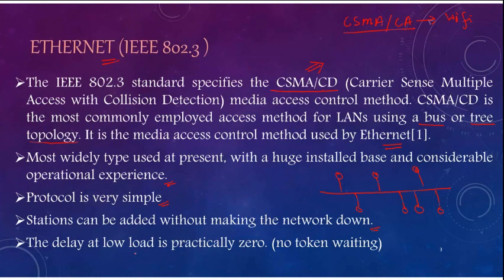The delay at low load is practically zero. That means if the number of stations is small, then the delay is almost zero. Suppose only two devices are connected, so this is like a point-to-point connection, with a dedicated cable directly connected. So there is no delay, and they will be directly transmitting the data.